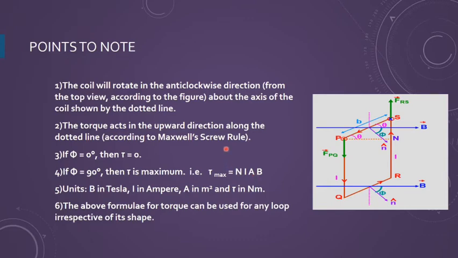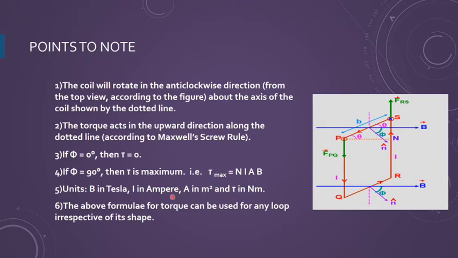Simply, the direction of the cross product you can find. So if you know the direction of the area vector and the direction of B, then you can find the direction of the torque. And if phi is 0, then torque is 0. When phi is 90, torque will be maximum.